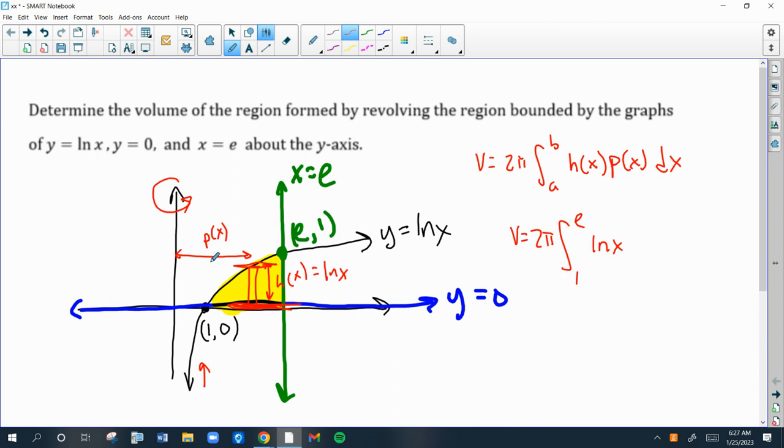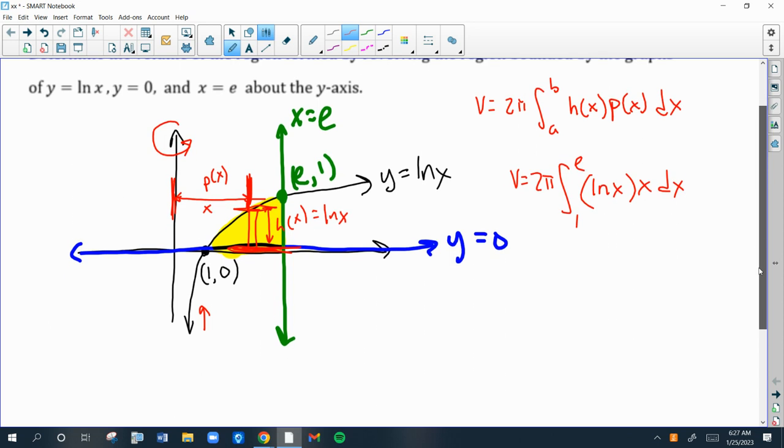P of x is this length right here. Since it's horizontal, that length is x. So that's it, p of x is x. At this endpoint of the arrow would be x, and this endpoint would be x equals 0, so really x minus 0. And that's it. That's the volume. All we have to do is calculate that. We're going to do that as much as possible without a calculator.